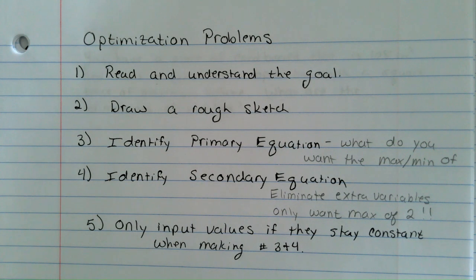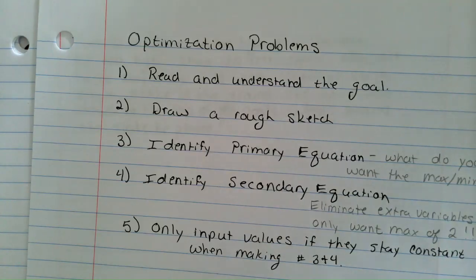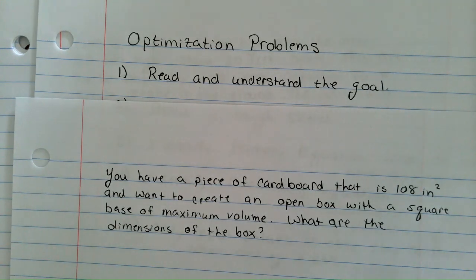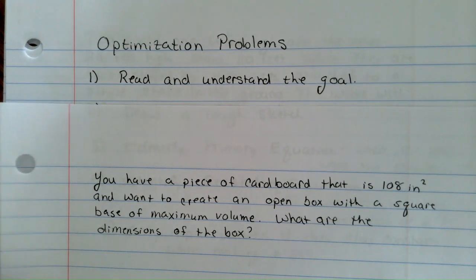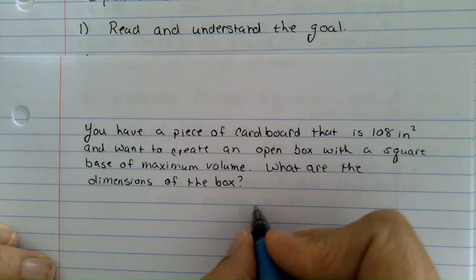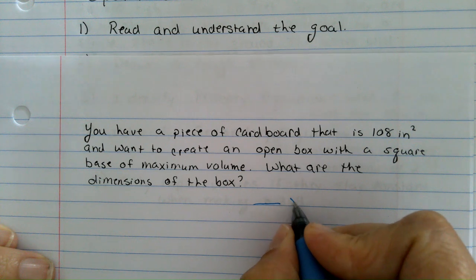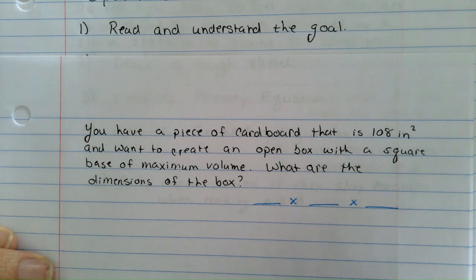And we're not going to put in numbers if they're varying; we're going to leave them as variables until the end. So I'm going to refer back to this quite a bit, so that's why I have this already written out for us. So we're going to first read and understand the goal here. You have a piece of cardboard that is 108 square inches, and you want to create an open box with a square base of maximum volume. What are the dimensions of the box? So my goal is to get the dimensions of the box, length by width by height.